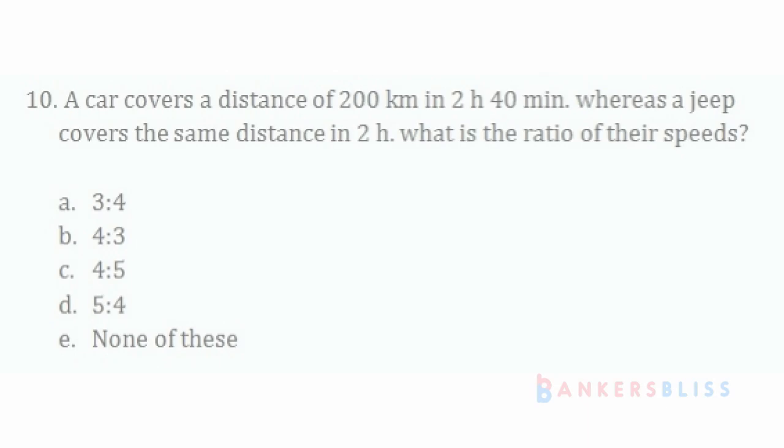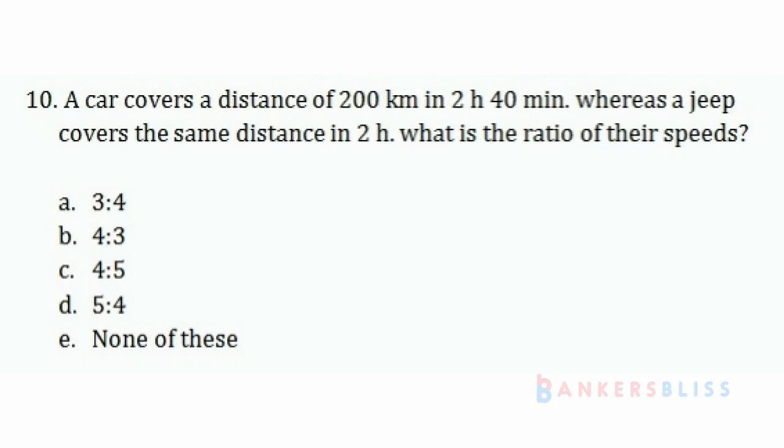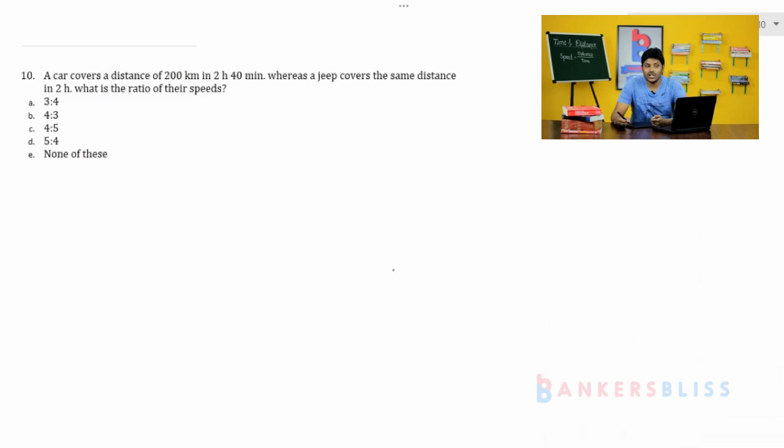Problem number 10. A car covers a distance of 200 kilometers in 2 hours 40 minutes, whereas a jeep covers the same distance in 2 hours. What is the ratio of their speeds? Very similar to the previous one. See here, the car is also covering 200 kilometers and the jeep is also covering the same 200 kilometers. So, the distance is the same. Already they have given the distance as the same, so neglect the distance, because both the bodies are covering the same distance.